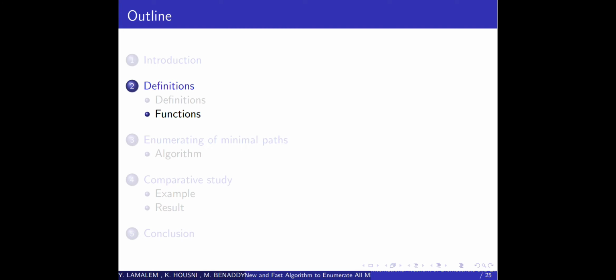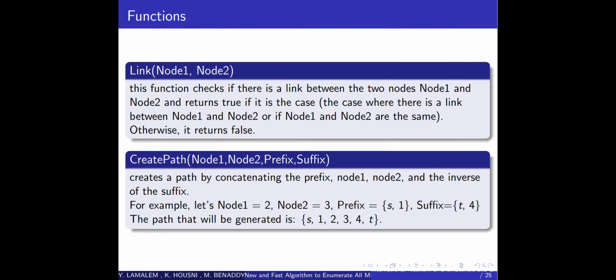Now we have functions. We are going to explain 5 functions that we are going to use in our proposed algorithm. First, we have a function called link that accepts 2 arguments. The first argument is a node called node 1 and the second argument is a node called node 2. This function checks if there is a link between node 1 and node 2, and returns true if that is the case, or if node 1 and node 2 are the same node.